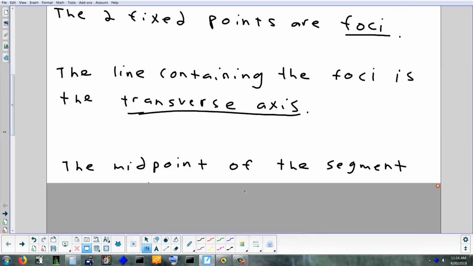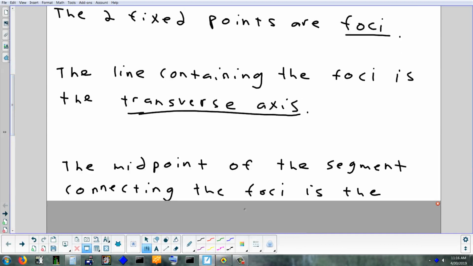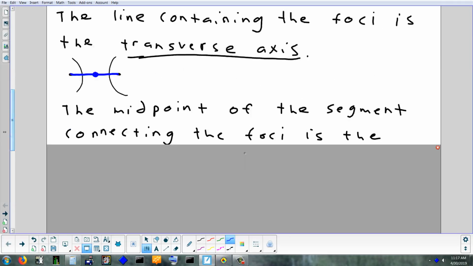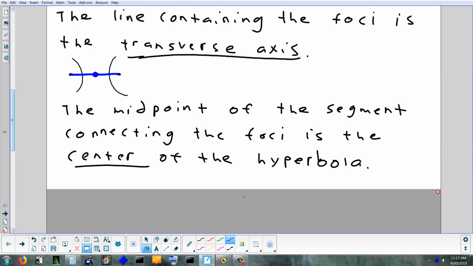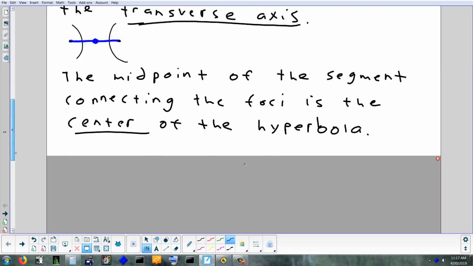Now, if I found the midpoint of the segment that connected the foci, like this, here's a focus, here's a focus, draw in that line segment and find the midpoint. What do you think that point's called? The center. It's exactly the same definition we had yesterday. There's no change in that from what you wrote yesterday. The midpoint of the segment connecting the foci is called the center.